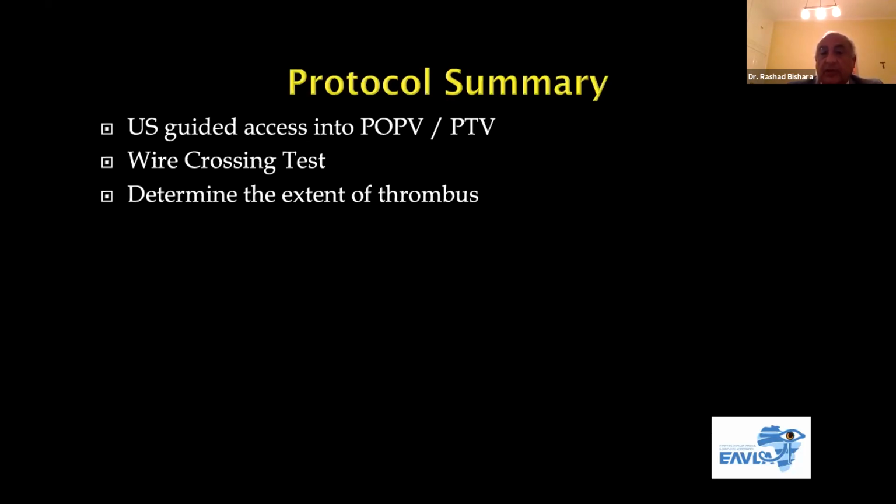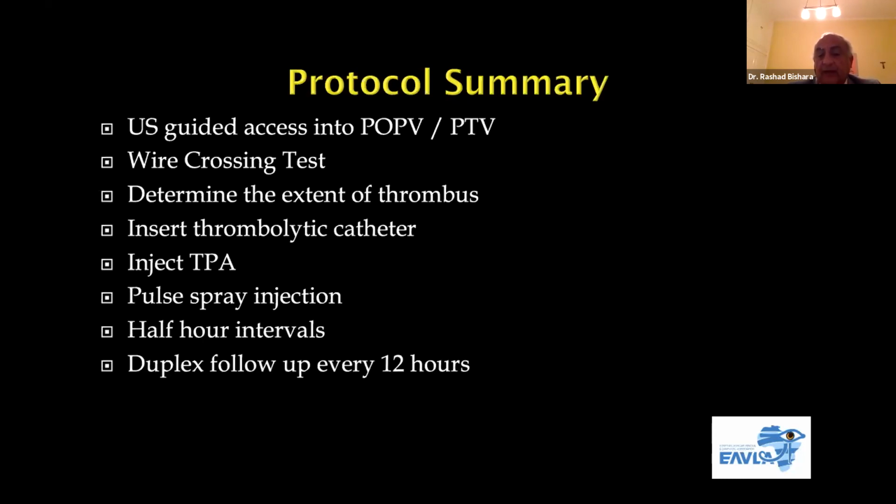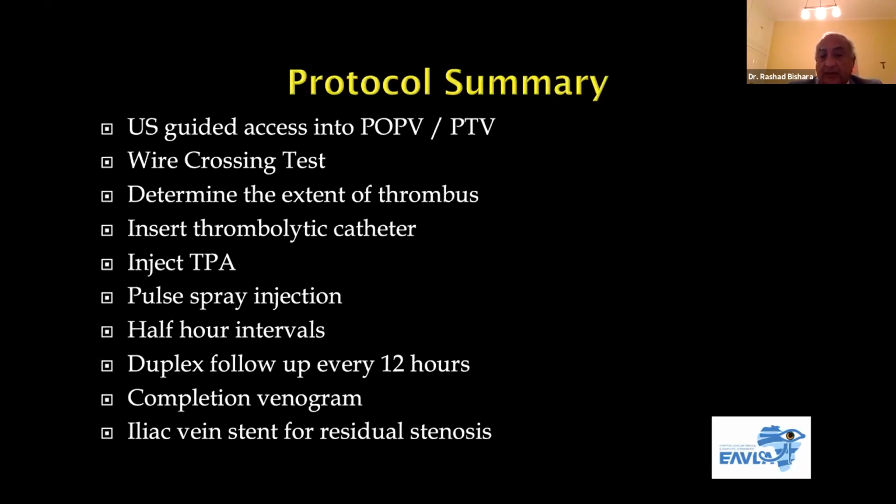Then we determine the extent of the thrombus, in particular the proximal extent of the thrombus. And then we insert a thrombolytic catheter, and now there is a thrombolytic catheter which can cover the whole length of the thrombus. Then we inject TPA using pulse spray technique every half an hour, and I'll come to this later. And we follow up the patient every 12 hours with duplex scan until we reach the endpoint. Once we reach the endpoint, we take the patient to the cath lab, we do a completion venogram, and if there is a significant stenosis, we go ahead and stent it.